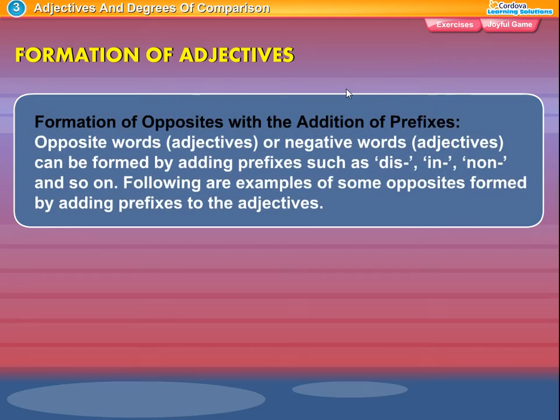Formation of opposites with the addition of prefixes. Opposite words, adjectives, or negative words, adjectives, can be formed by adding prefixes such as dis, in, non, and so on. Dis, in, non. Following are some examples of some opposites formed by adding prefixes to the adjective.